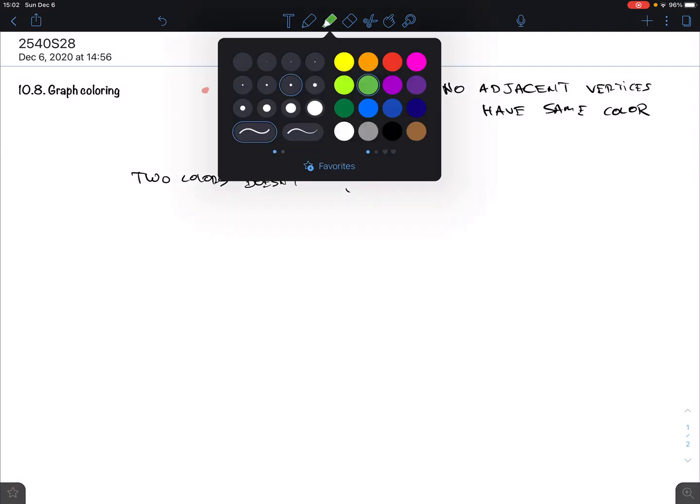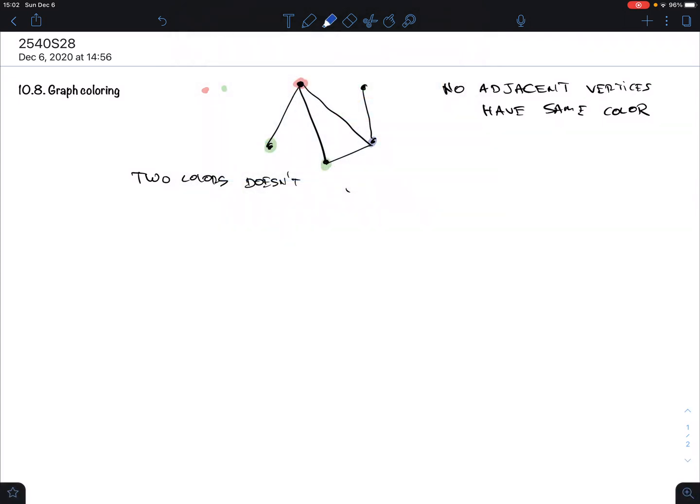So let me redo the coloring that we had. We see we need three colors. And notice that there are different ones: in the previous one I had the green one on top, and now I make it red. The coloring is not unique. Two doesn't work, but three does.